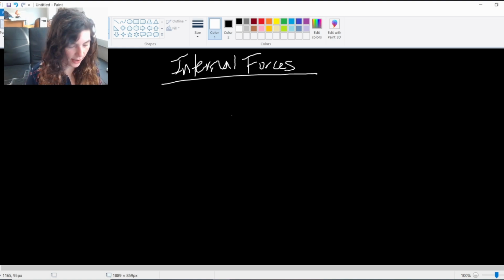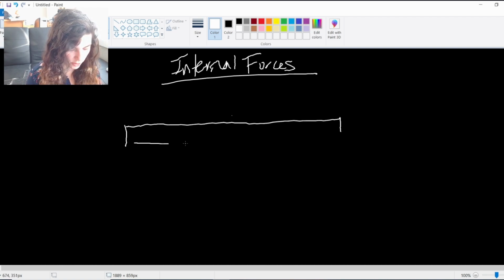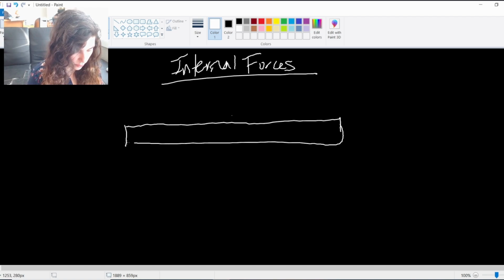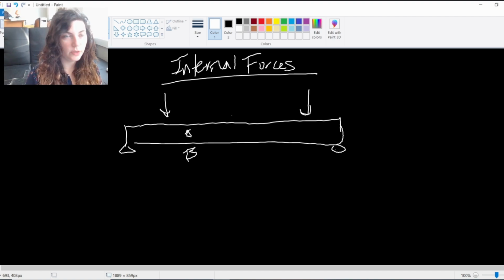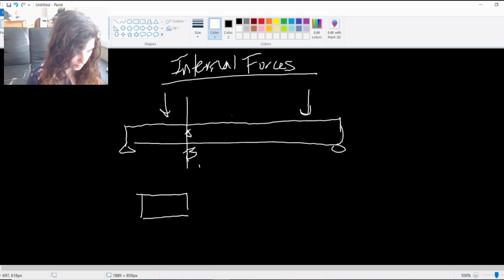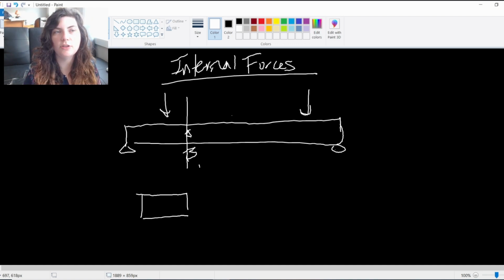And in 2D, we have 3 internal forces that we're going to see. So for our beam, imagine our beam here, and we have our support reactions, and then some loading maybe. And we want to see what's going on inside the beam here. Call this point B. So here we would make a cut in our beam, see what's going on inside of the beam here. So here is my beam. And what I have going on in 2D are 3 different internal forces.